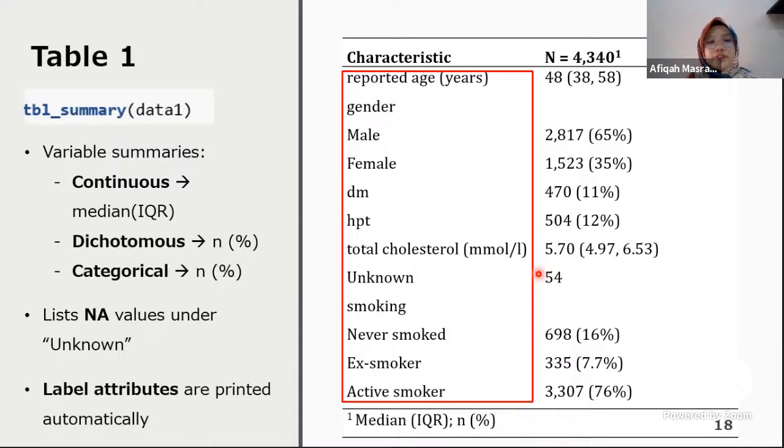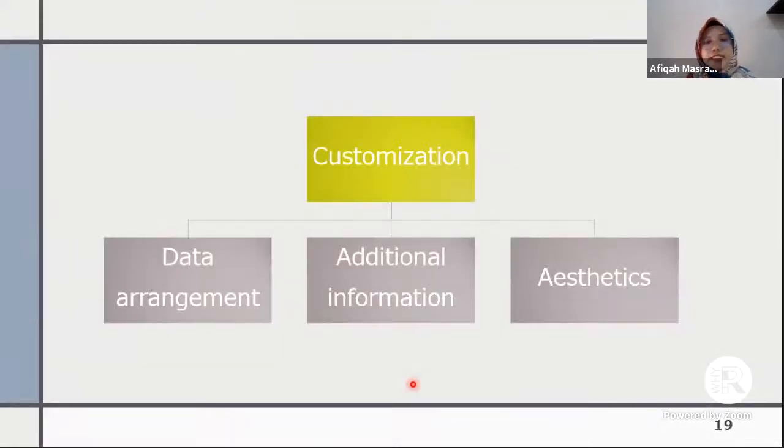And afterwards, we also have label attributes that are printed automatically, meaning that all the labels will be included here, except for the dichotomous variables. They will only produce, for example, the hypertension and diabetes history. Only those with yes answers will be included. For categorical data, which is smoking, it will be automatically printed as never smoker, ex-smoker, and active smoker. So that's the basic default of the table summary coding.